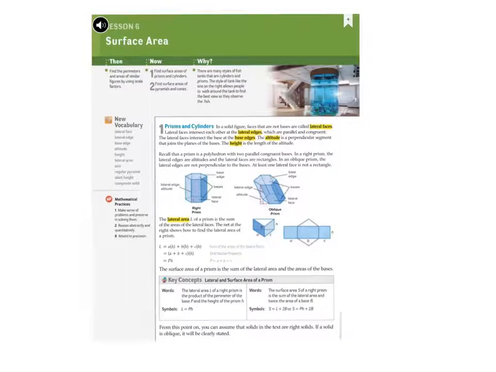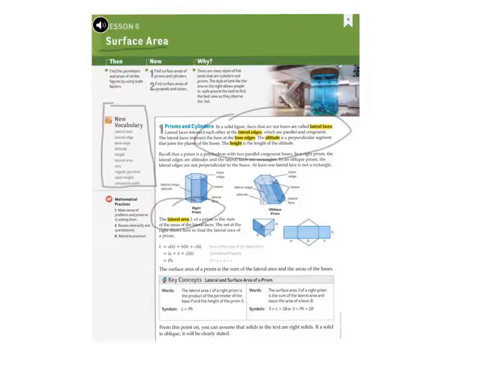Alright, so now we're moving on to 10.6, surface area. There are several new vocabulary that we have not used. Obviously you know about area, etc., but what is a lateral face, what is a lateral edge, etc. All the definitions are here and here, so you can have a look and see what each one of them means.